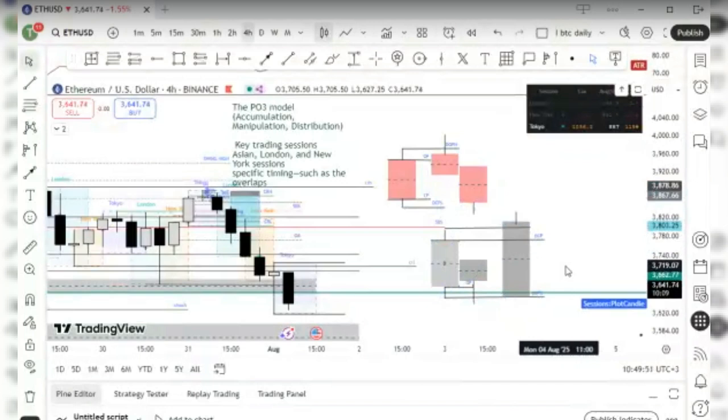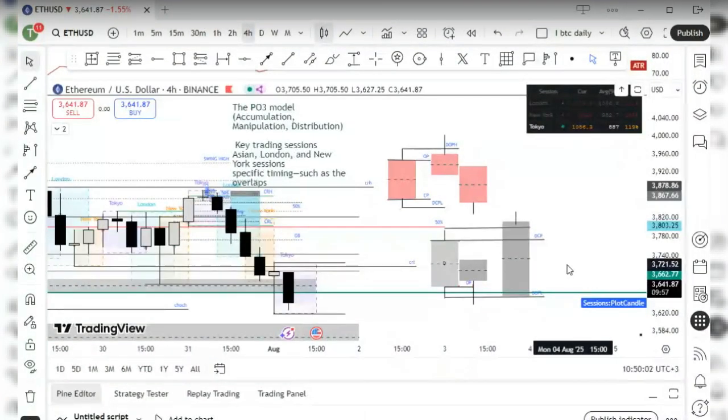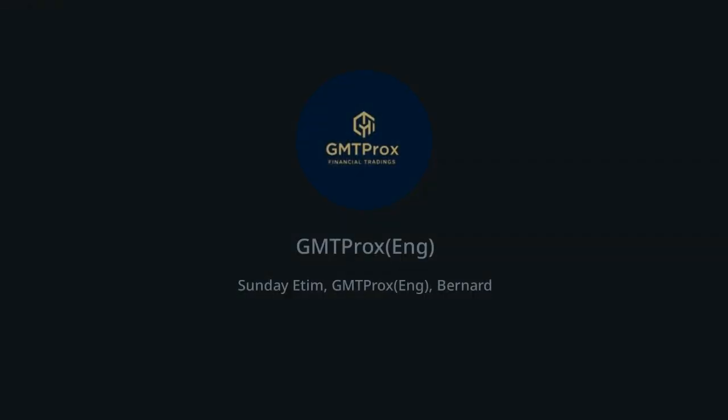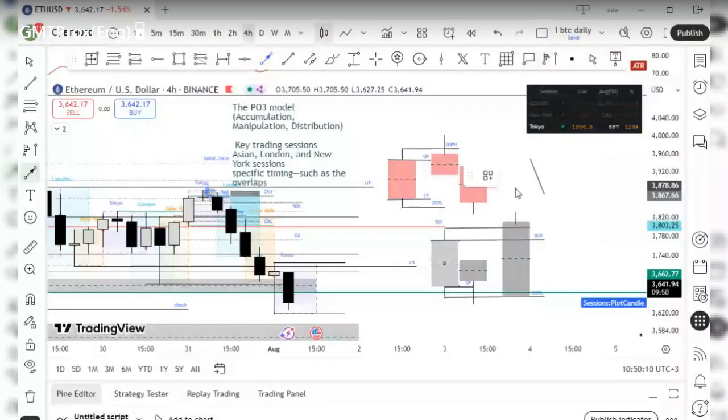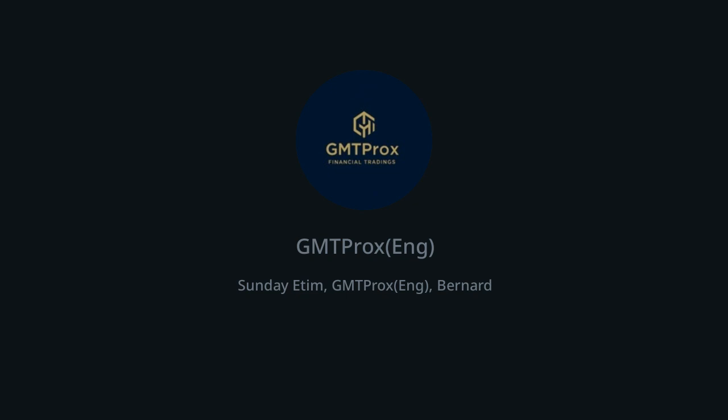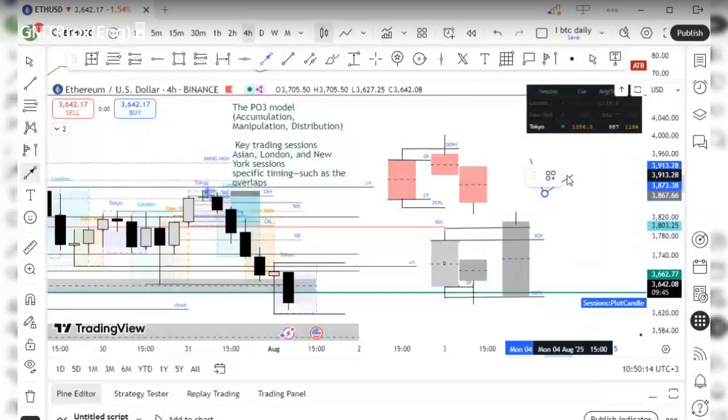Okay, so when we say change of character, it's the first change in price in a market structure. It's the first change in price in a market structure. For example, the market was just moving like this. This was how the market was moving.